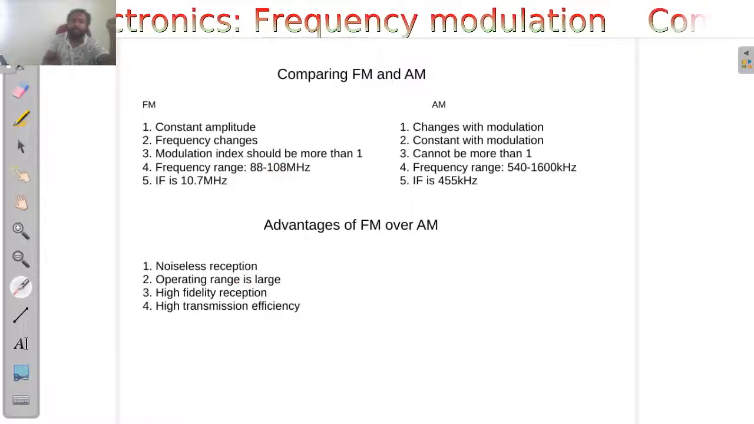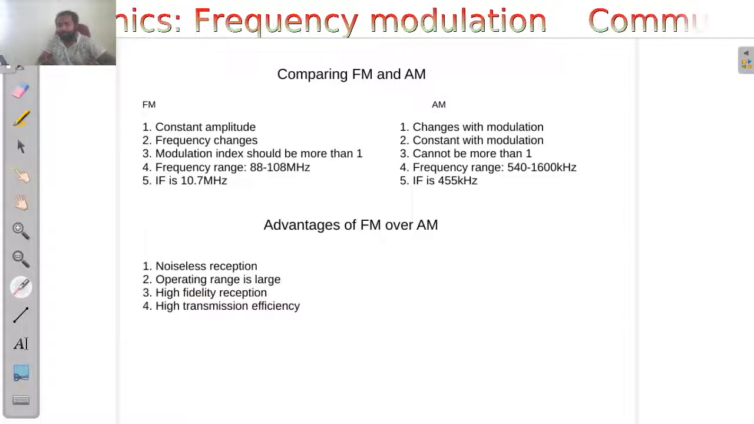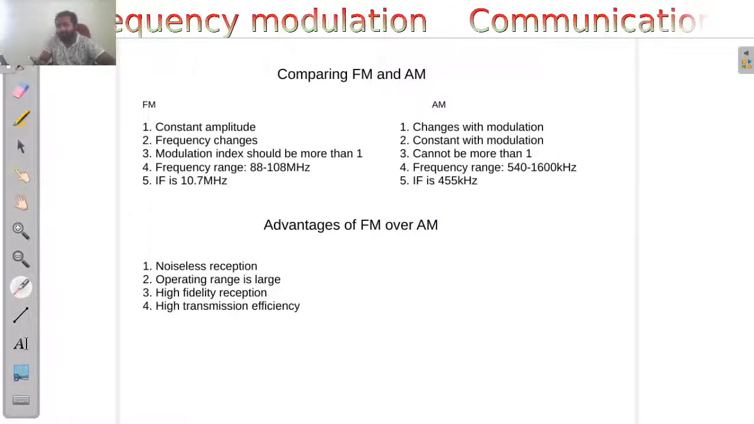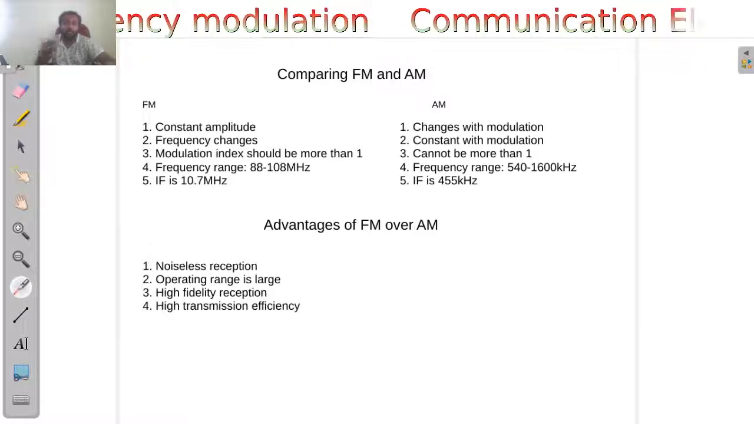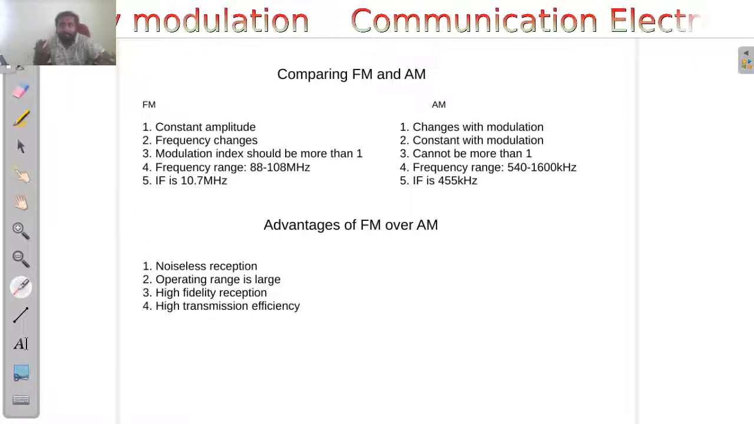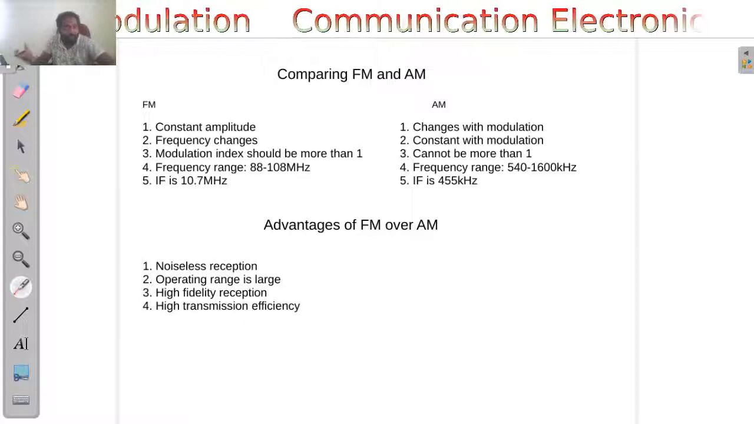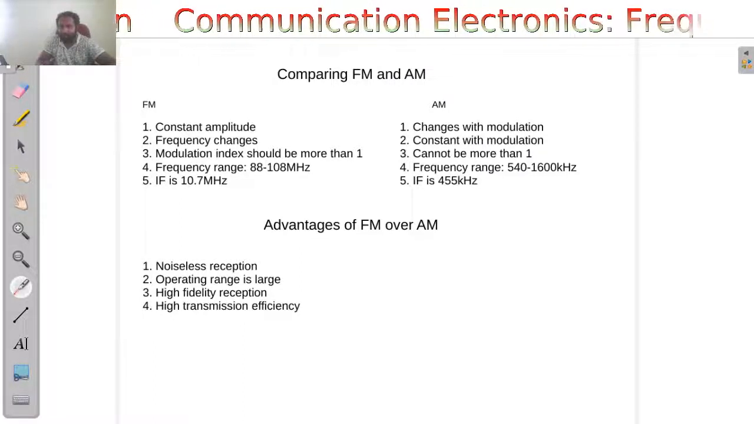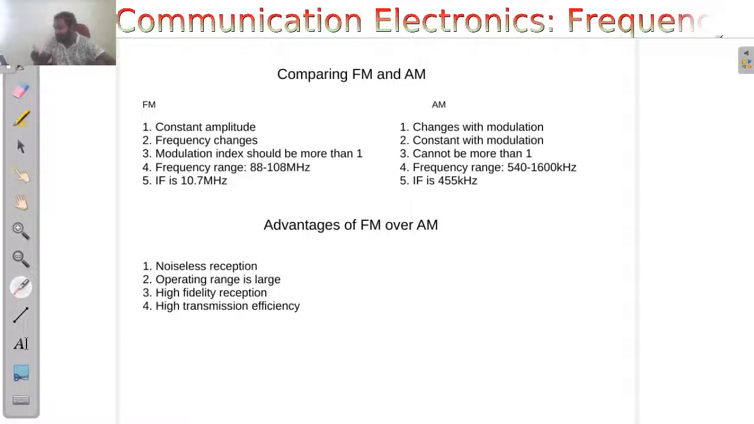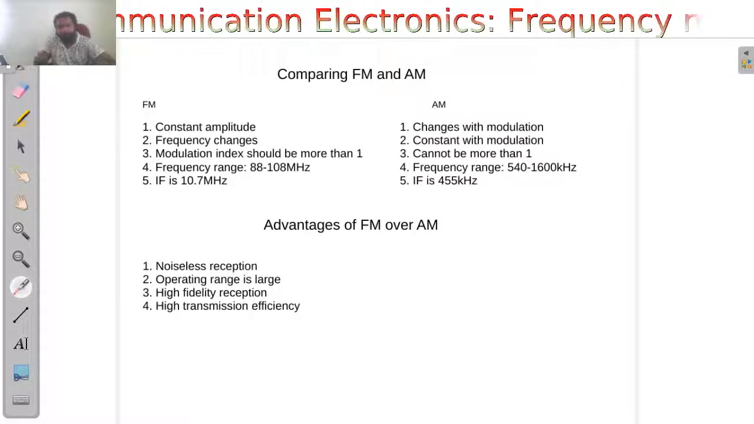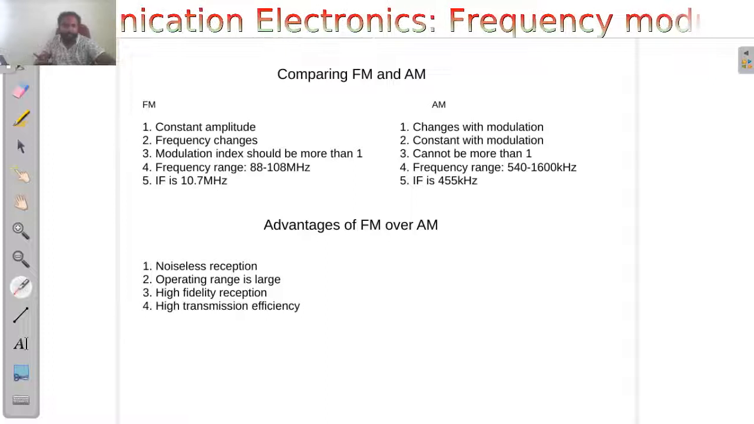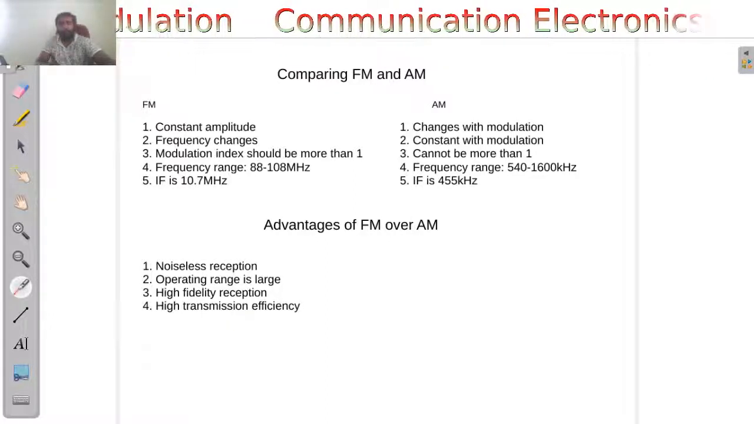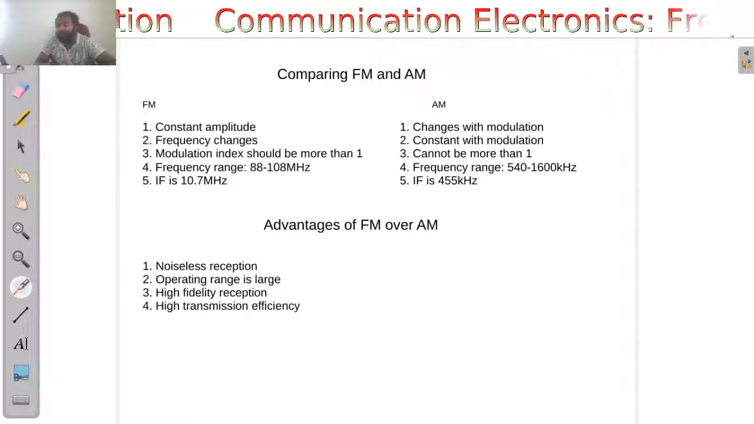The third thing is high fidelity reception. The audio quality of any frequency modulated signal can be increased by increasing the number of sidebands, and the number of sidebands is proportional to the modulation index that we are using. So if you increase the modulation index, then we will have very good quality reception. The fourth one is high transmission efficiency.